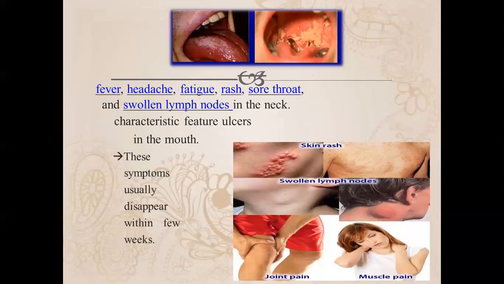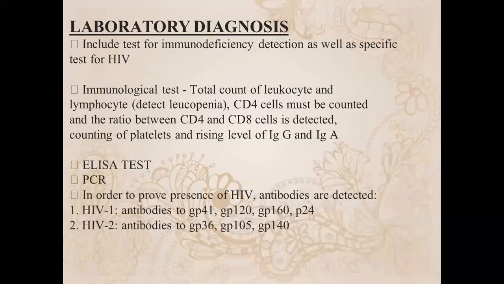So if you are looking at the signs and symptoms: fever, headache, fatigue, rash, sore throat, and swollen lymph nodes in the neck. A characteristic feature is ulcers in the mouth. These symptoms usually disappear within a few weeks.